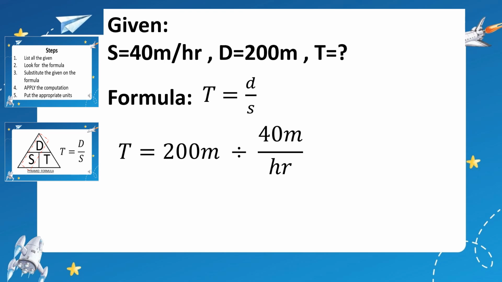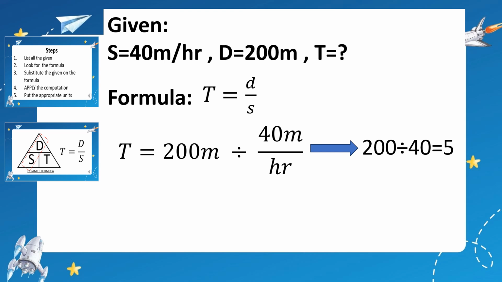Step four is to apply the computation. For the computation, students, we're just going to divide 200 by 40. It's just that easy. I'm not going to show you the computation anymore. It's up to you.